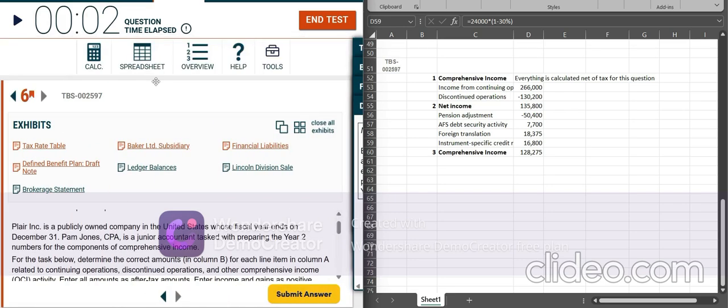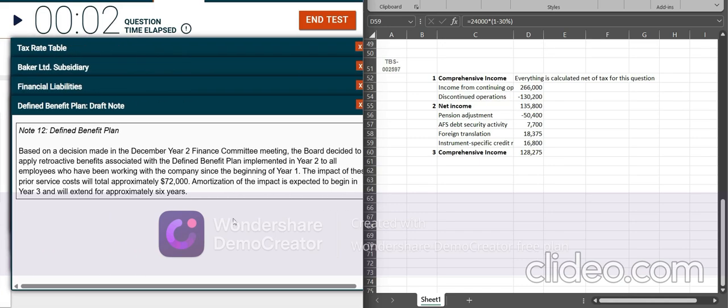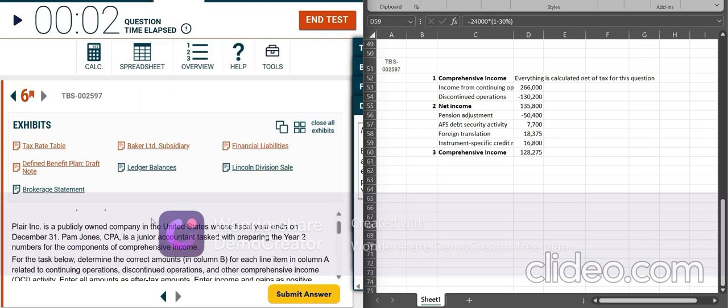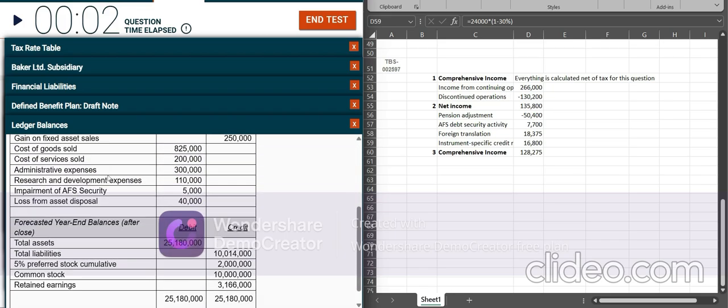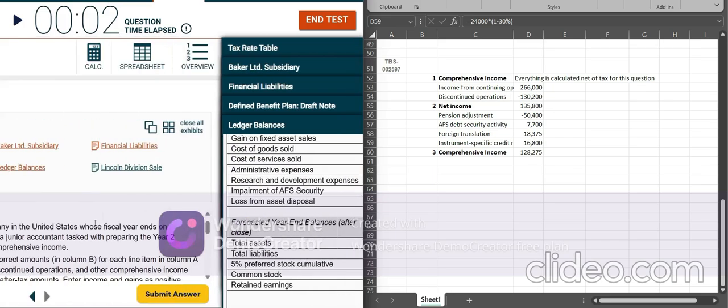Now what does this exhibit mean? This exhibit simply means that a pension plan has started in year 2, and the company decided employees should also get the benefits for year 1. For this reason the company has to bear the extra cost of $72,000. Now let's take a look at the fifth exhibit, ledger balances. In this exhibit we have the trial balance, pre-close and forecasted year-end balances after close.